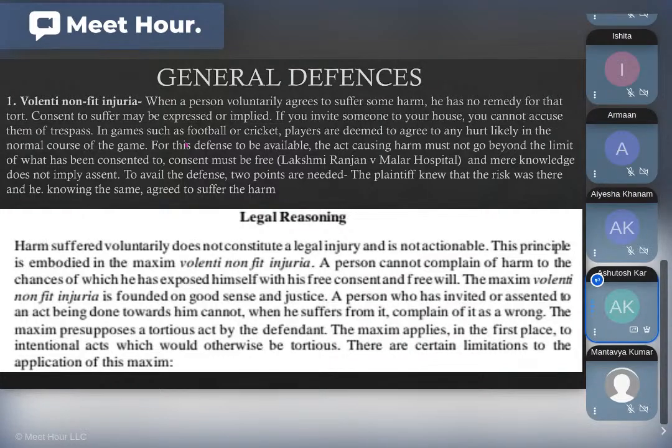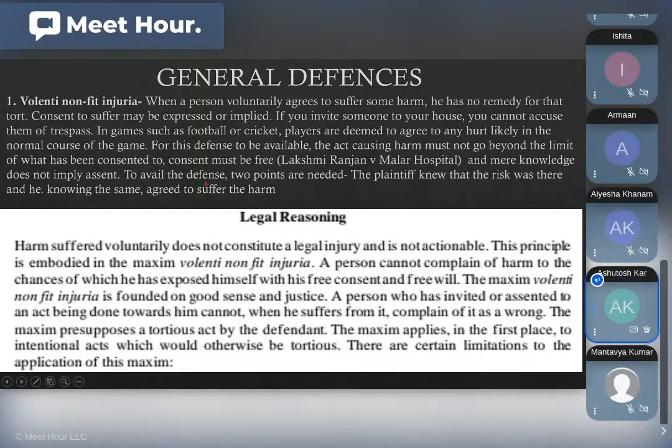You cannot falsely assume that you are doing something for her good and act on that assumption, right? Mere knowledge also does not imply assent. If a person is aware of the risk, it does not automatically mean that he or she has also agreed to the risk. We'll talk about it elaborately in the passage.